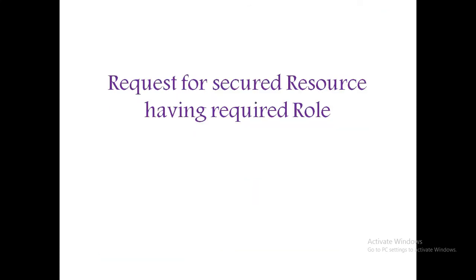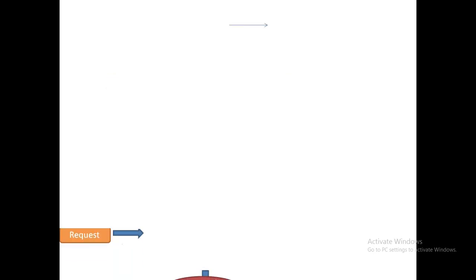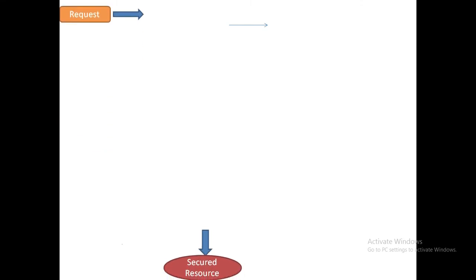Now the next flow is request for a secured resource having a required role. Now suppose we have a resource which requires a super admin kind of role only, that kind of request scenario here. So let's check. This is the request and this is the secured resource which requires the super admin role.